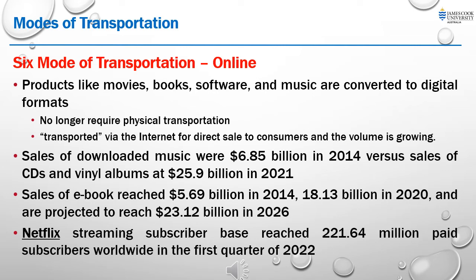Now, from the beginning, you were probably thinking, what is the sixth mode of transportation? It's basically moving from the physical world to the digital world online, right? Products like movies, books, software, and music are all converted to digital format. We don't need to physically transport them anymore. So let's look at some of that data. Sales of downloaded music were 6.85 billion in 2014, versus sales of CDs and vinyl albums at 25.9 billion in 2021.